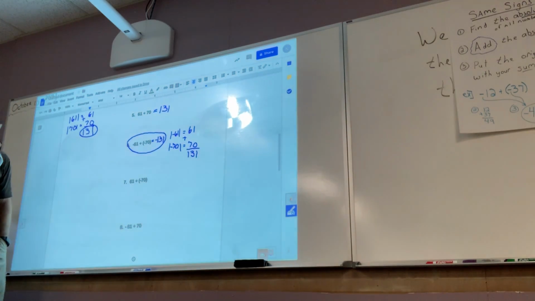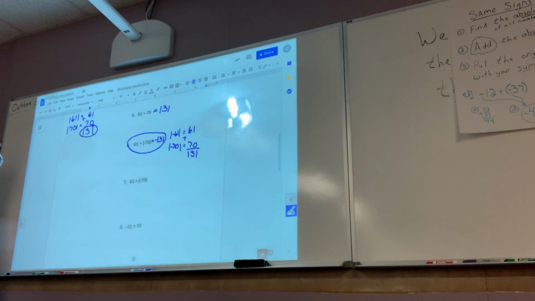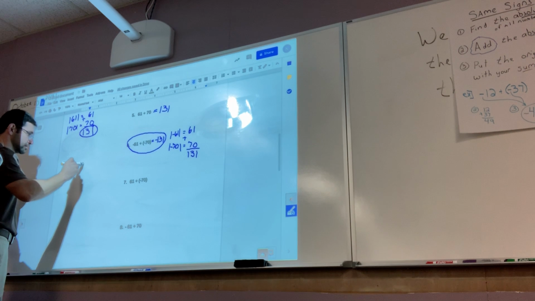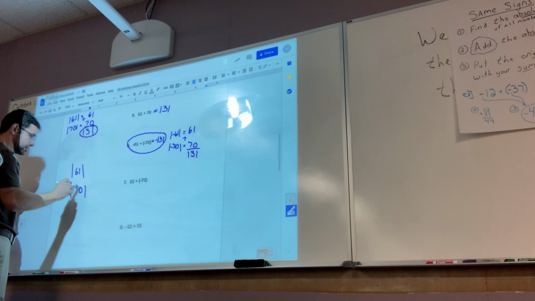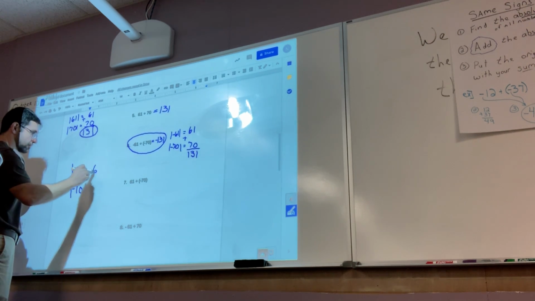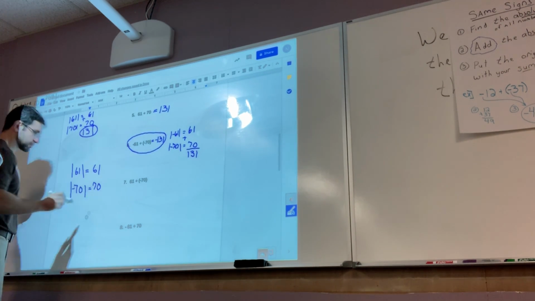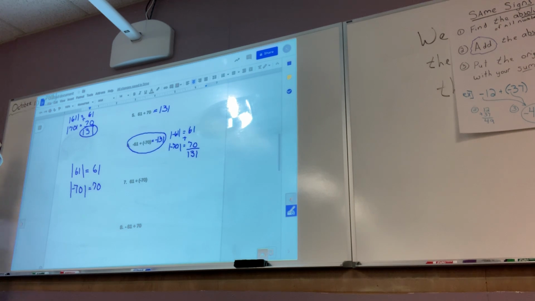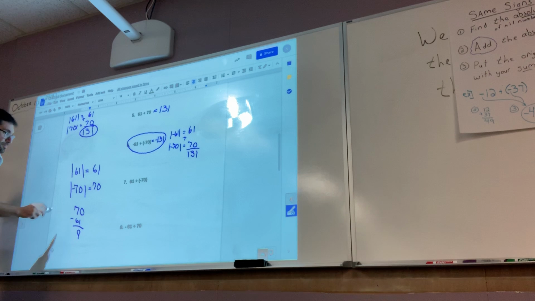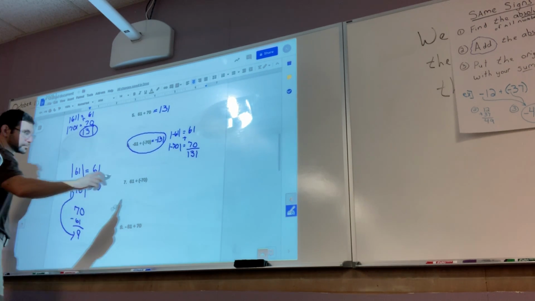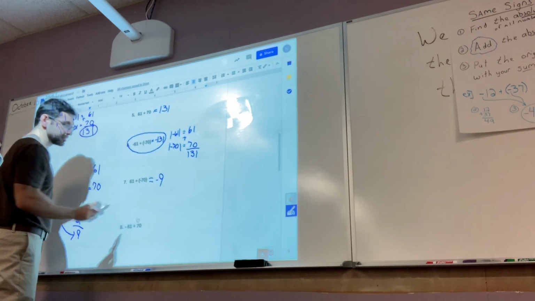Okay, getting a little bit trickier. Number 7. Go ahead, Brooke. First you would find the absolute value of 61 and -70, and then you get 61 and 70. Since they're different signs, you would subtract 61 from 70, and you would get 9. And you would take the sign from the larger absolute value, which is negative, and make it -9. Brooke, that was fantastic.